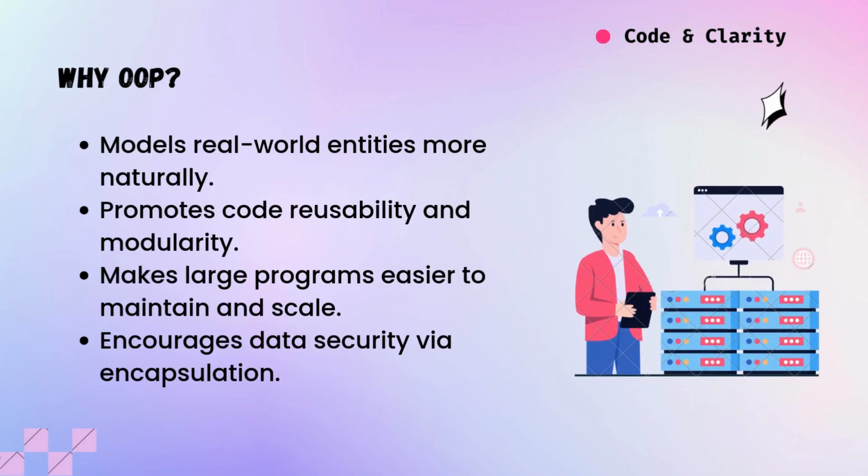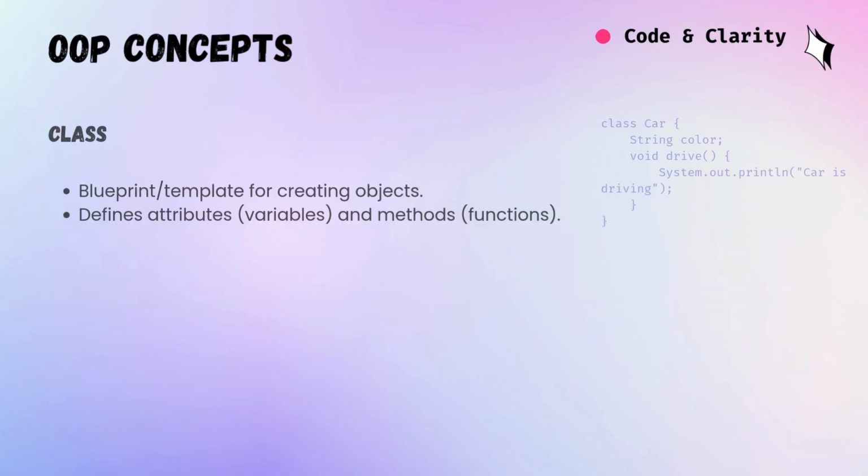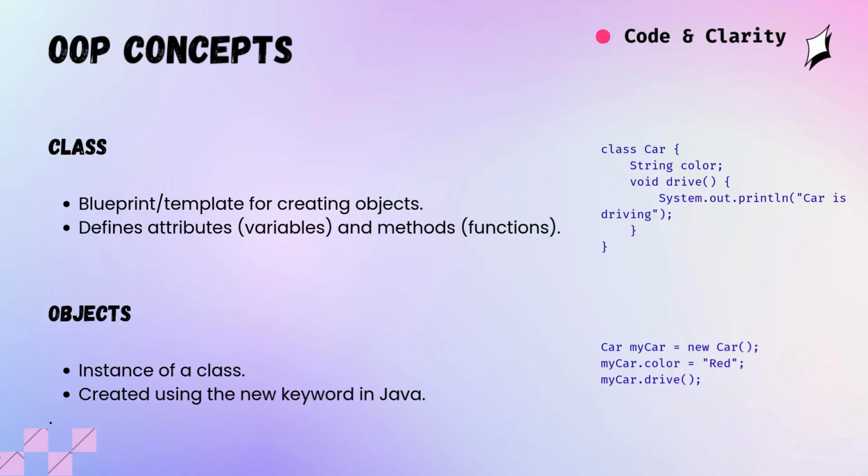Why object oriented programming? Think about a car company making different models of cars. They don't redesign everything from scratch for each and every model. What they do is reuse parts, tweak designs, and only make changes wherever necessary. That's what object oriented programming does for programmers. It helps us reuse the code, keeps things organized, and makes changes without breaking everything else. It models real world entities much more naturally, promotes code reusability and modularity, makes large programs manageable, and also enhances security.